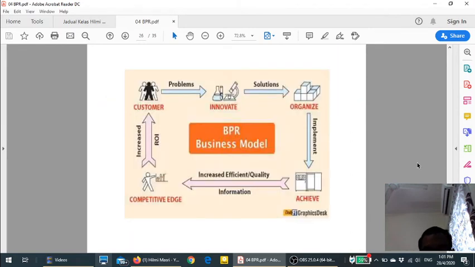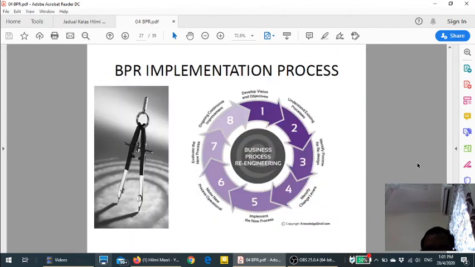Okay, so this is some of the BPR implementation process. Number one is to develop the vision and objective, understand the existing process, identify the process for redesign, identify the change levers, implement the new process, make the new process operational, evaluate the new process, and lastly, ongoing continuous improvement. From there, we don't stop at the 8th stage, but we go to the next stage, which is back to the first stage, developing the vision and objective.